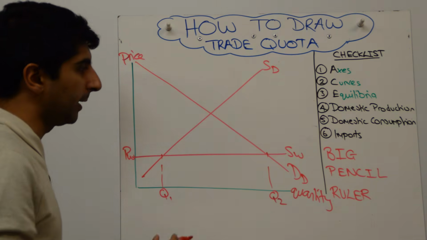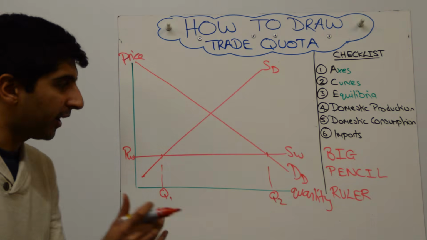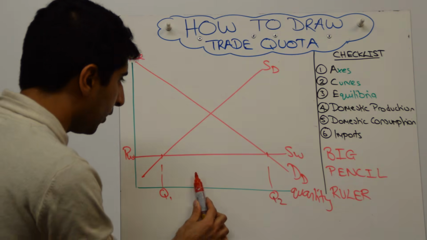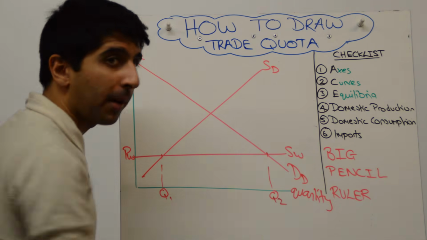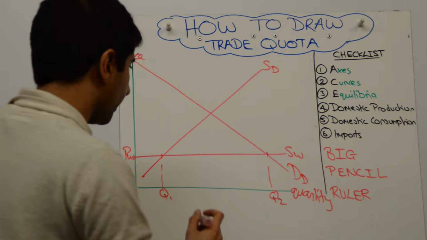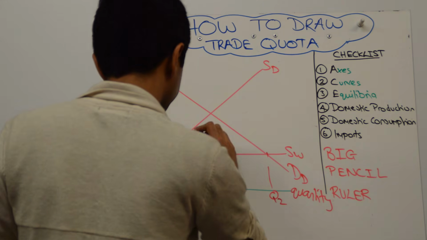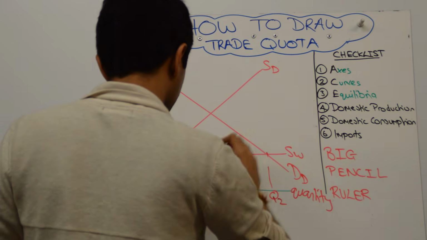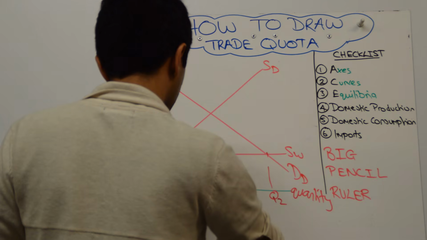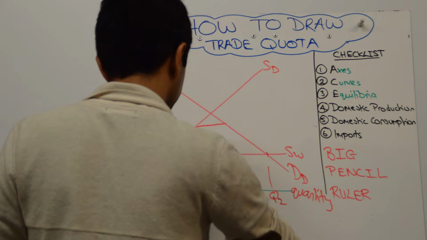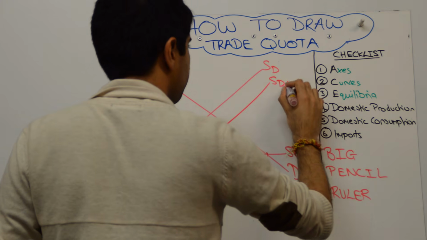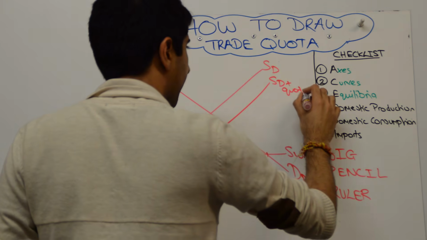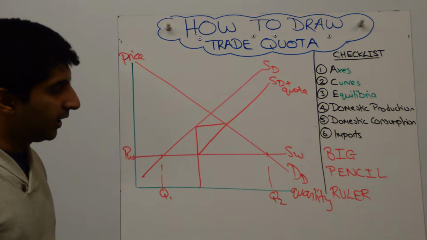This is tricky, and it requires you to look at your diagram and pick a quantity where you can go up and across, whereby connecting the dots will give you a parallel shift. So on my diagram, where is that going to be? It's going to be around here. And then you can label that supply D plus quota.